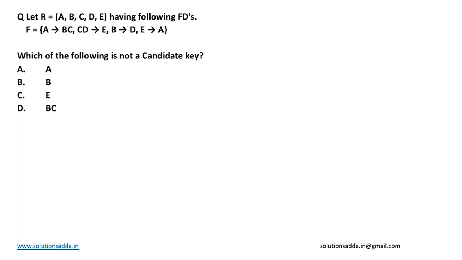So for any attribute or set of attributes to be a candidate key, it is mandatory that it should functionally determine all other attributes. Therefore, to find the candidate key, first we need to find the closure of each of the options. What is closure? Closure is the set of attributes that can be functionally determined from a given attribute. So closure of A is the set of attributes that can be functionally determined from A and it is denoted by A plus. So closure of A is first A itself will be a part of its closure and the other attributes which are functionally determined from A.